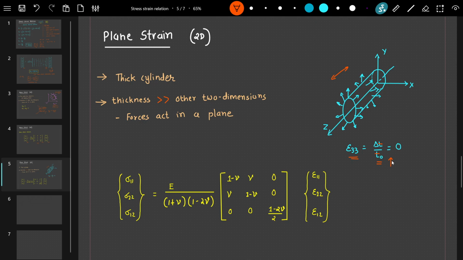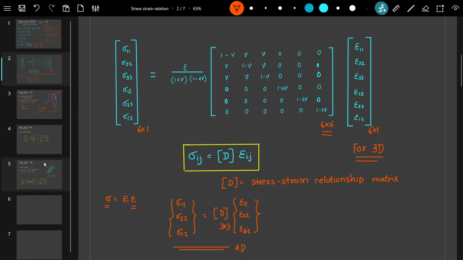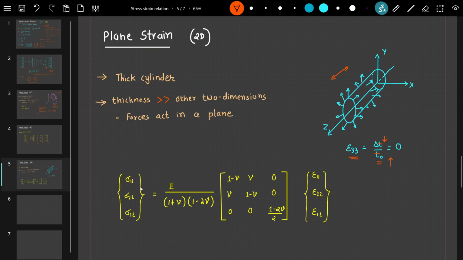This is very large. In that case, the change in thickness will be very small compared to t0, and that is the reason we can say epsilon 33 is 0. So given this condition, we can simplify the stress strain relations in this manner, and we get something like this: sigma 11, sigma 22, and sigma 12.